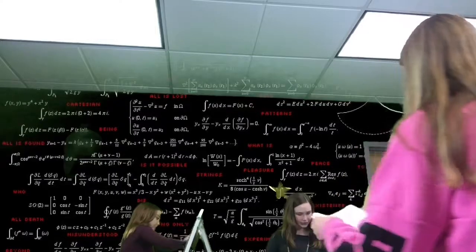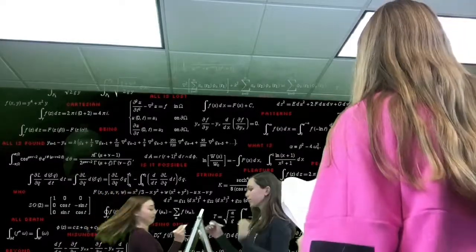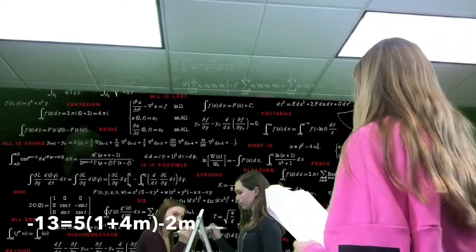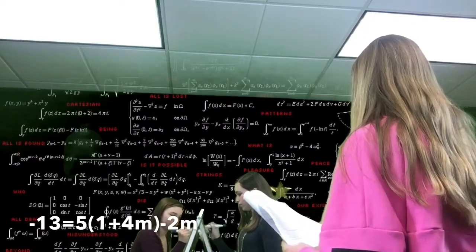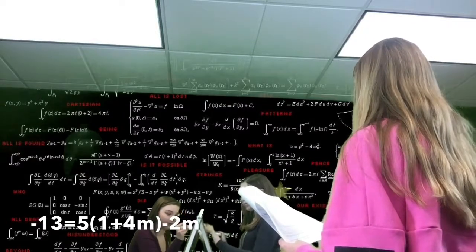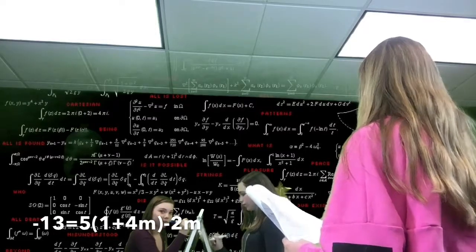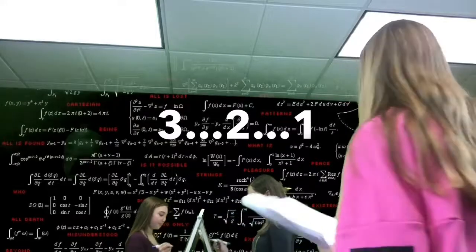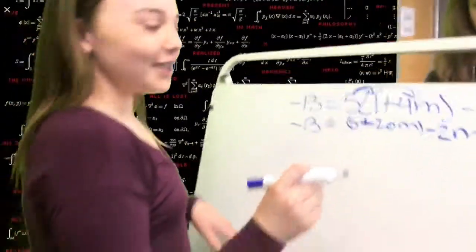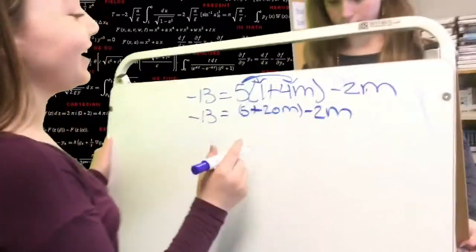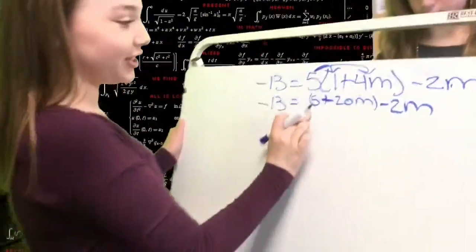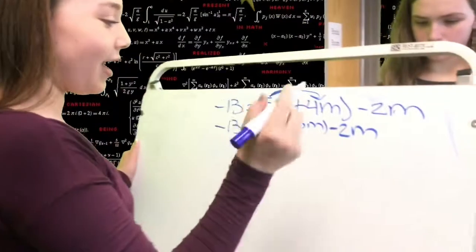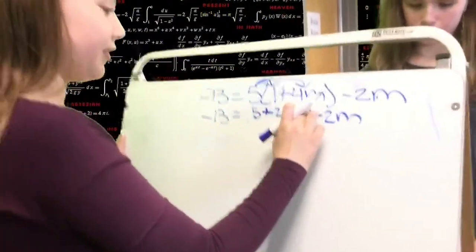So I would like to do multi-step equations. Okay, so here's your problem. Negative 13 equals 5 in parentheses 1 plus 4m, parentheses, minus 2m. You can start in 3, 2, 1. So what are you doing, Sarah? So using the distributive property, you're going to distribute 5 times 1, which equals 5, and then 5 times 4m is 20m. And that gets rid of the parentheses.